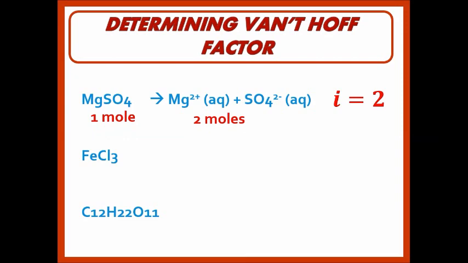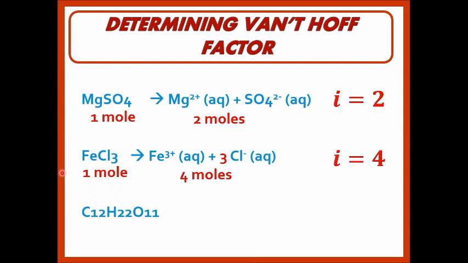Now let's consider the example FeCl3. When the molecule dissolves in solution, it breaks up into its ions in solution, 1 mole of Fe3+ and 3 moles of Cl-. We're going to have 3 moles of the chloride ion because initially we have 3 moles of chlorine in the iron(III) chloride molecule. Ultimately, we count the number of moles of ions in solution, 4, which is equivalent to the i value for this molecule.